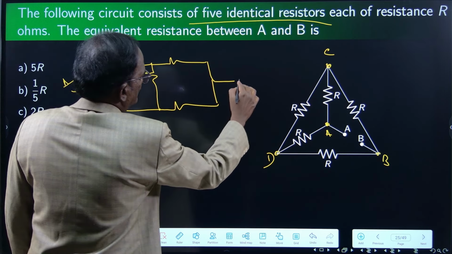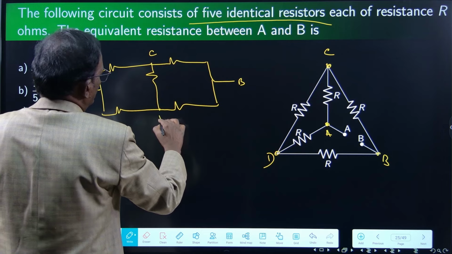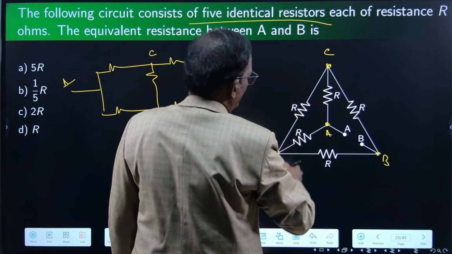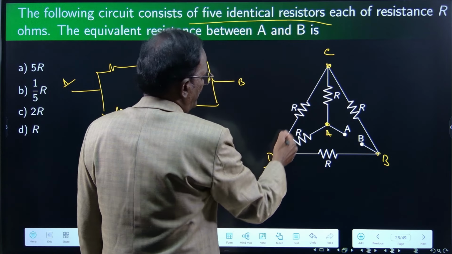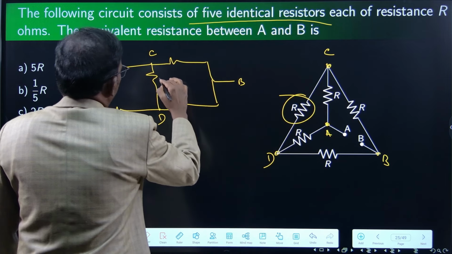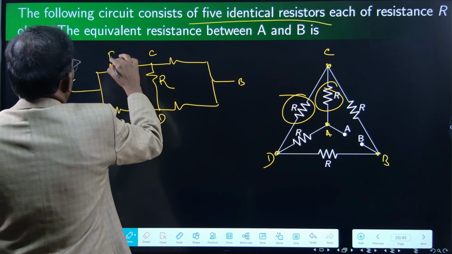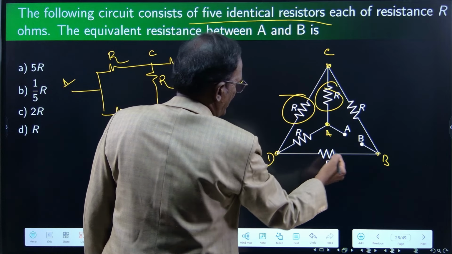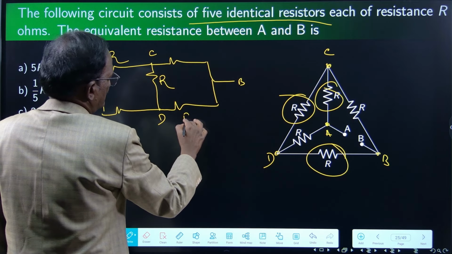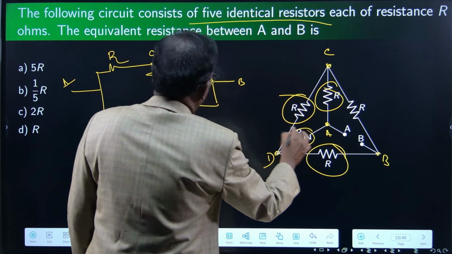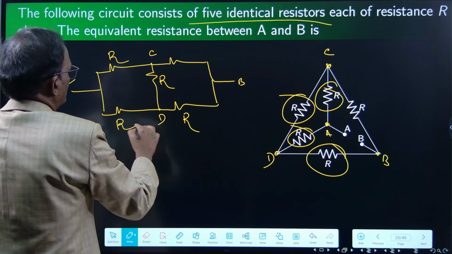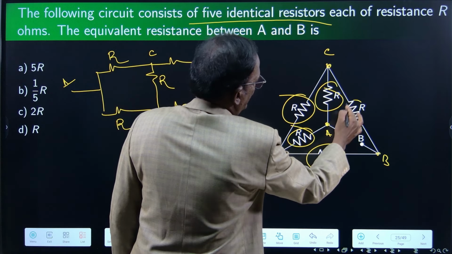A, B, C, D. This is C, D. Between C and D, R. Between A and C, this R. Between D and B, this R. Between D and A, this R. Between C and B, this R.